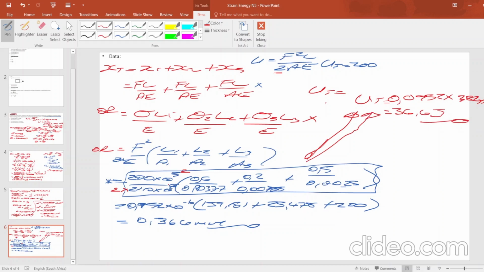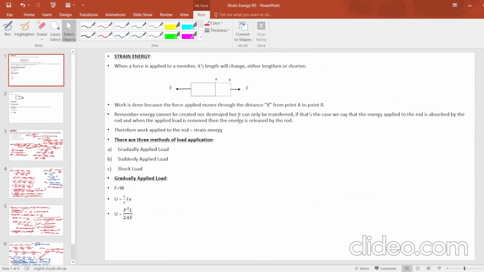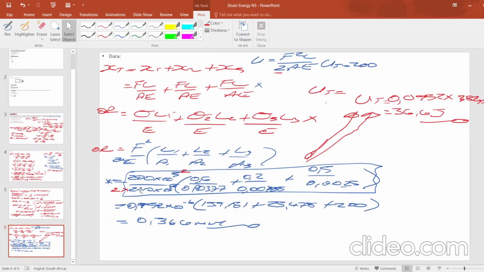Please don't forget the definition of strain. What is that definition of strain? Strain energy is defined as the energy stored in the body due to transformation. Hence I calculated the strain energy from this transformation. This is the formula of transformation.